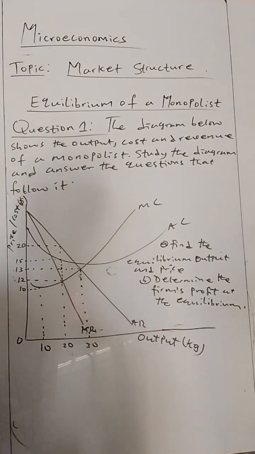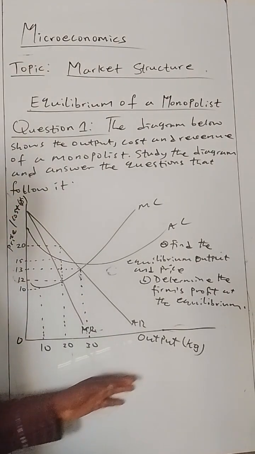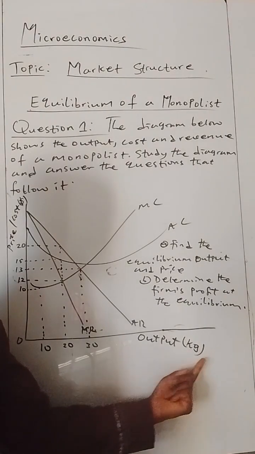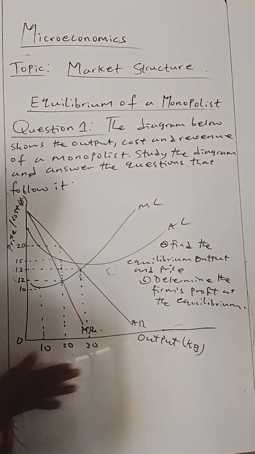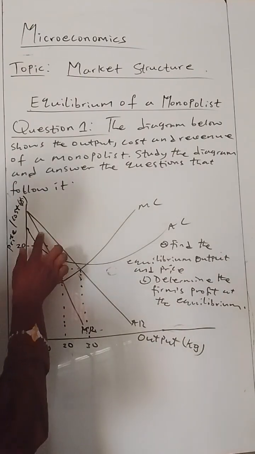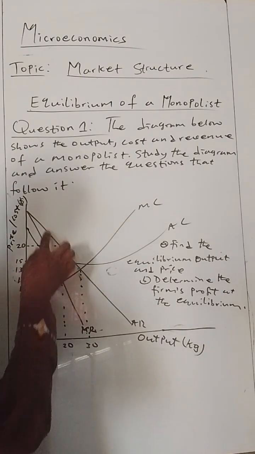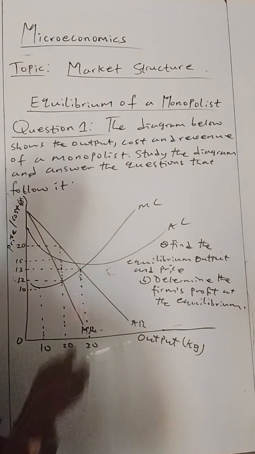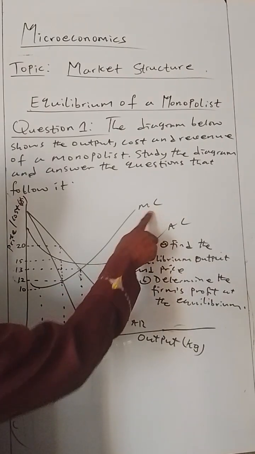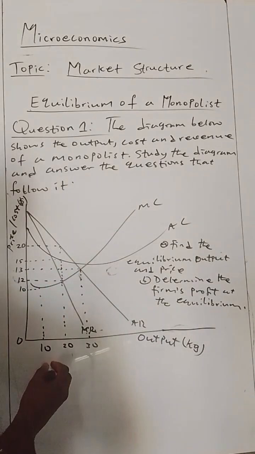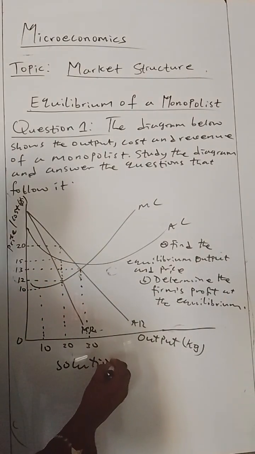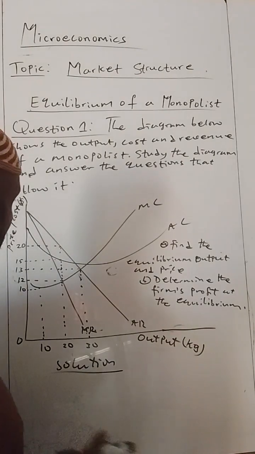Here is the diagram. On this axis, we have price and cost in US dollars. On this axis, we have output in kilograms. We have the marginal revenue curve here, and the average revenue curve here. This represents our marginal cost curve, while this represents our average cost curve. So let's solve the problem. It's very simple. You just have to know the rule and follow the rule.